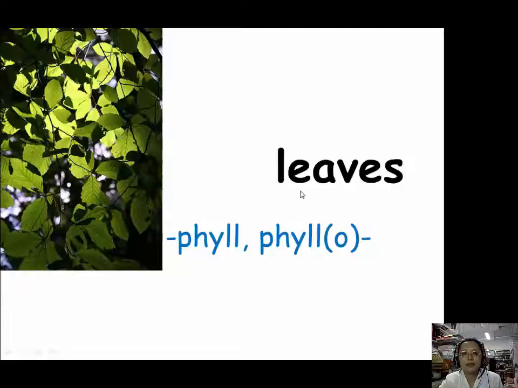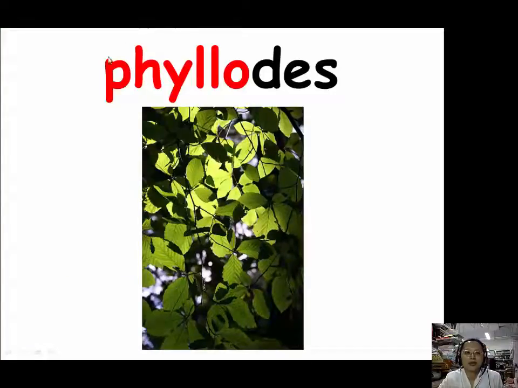And let's see our example. For the prefix phyllo, P-H-Y-L-L-O, our example is phyllodes. Phyllode is a flattened petiole or leaf that resembles and functions as a leaf. In this picture, what we show are real leaves, but some plants may have a structure that's similar to a leaf. And these are called phyllodes.